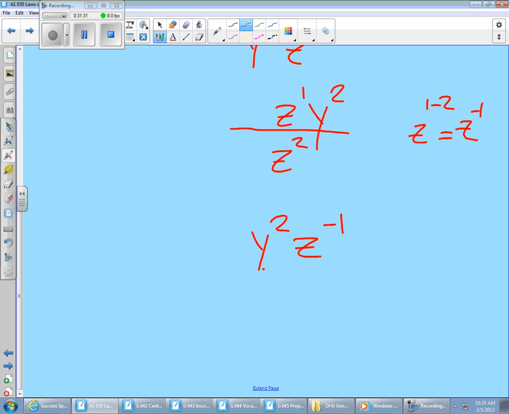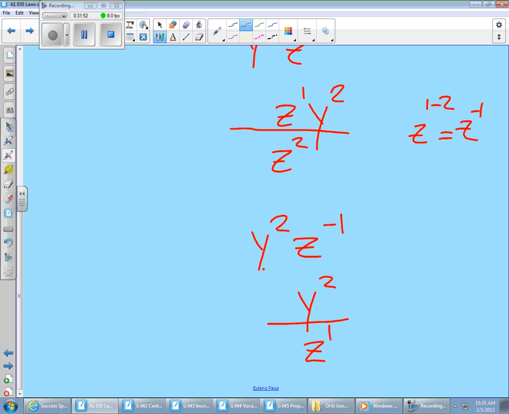Z to the negative 1 power. What does that mean? Z is currently in the numerator, and it doesn't belong there. It belongs back in the denominator. So here comes the fraction back. Y squared is in the numerator. Z to the positive first is in the denominator.